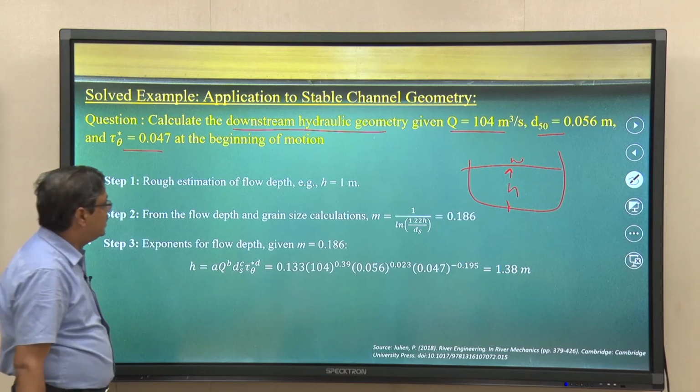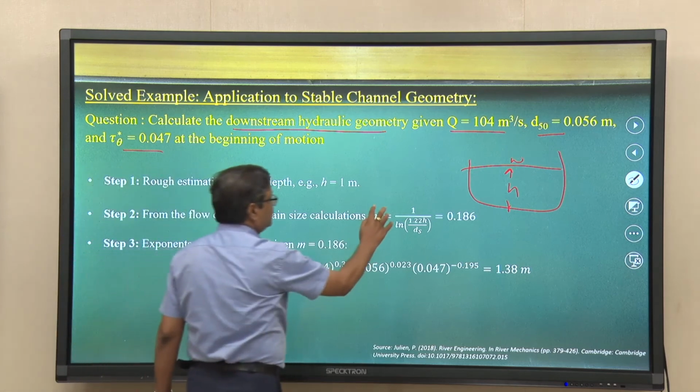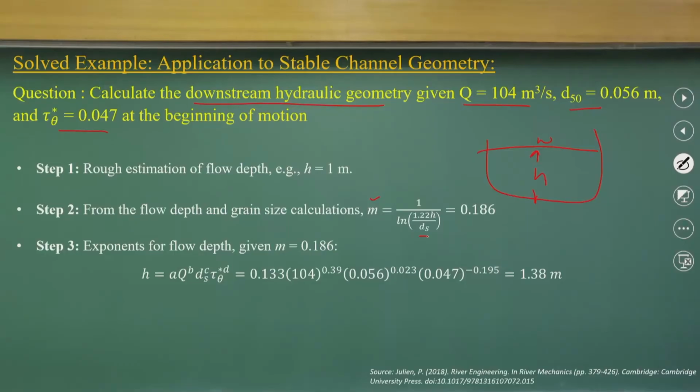The problem is here: m is a function of dx and h. M is a function of relative submergence depth, which is a function of h by dx. So, that is the reason we will assume a flow depth, compute the m value, then recheck it, until the h values coming out are the same.